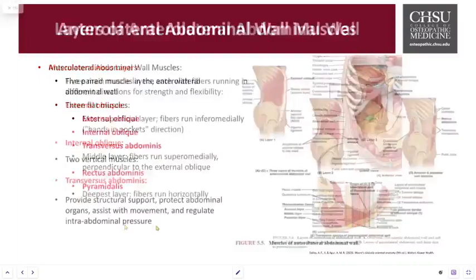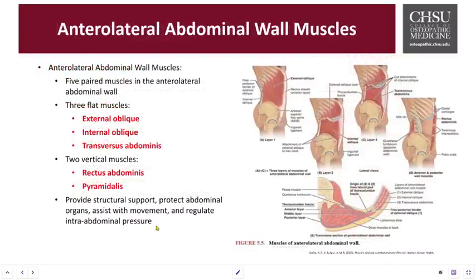rotational movements. Now the abdominal wall is supported by five paired muscles. Three flat muscles: your external oblique, internal oblique, and transversus abdominis. And then paired with the two vertical muscles, the rectus abdominis and the pyramidalis. Together, these muscles maintain core stability. They protect the abdominal organs and assist with any kind of movement. Weakness in these muscles can contribute to chronic lower back pain due to reduced stabilization of the lumbar spine.